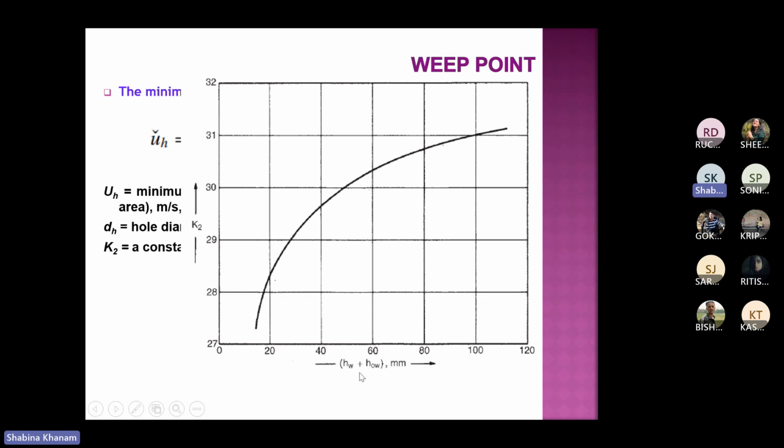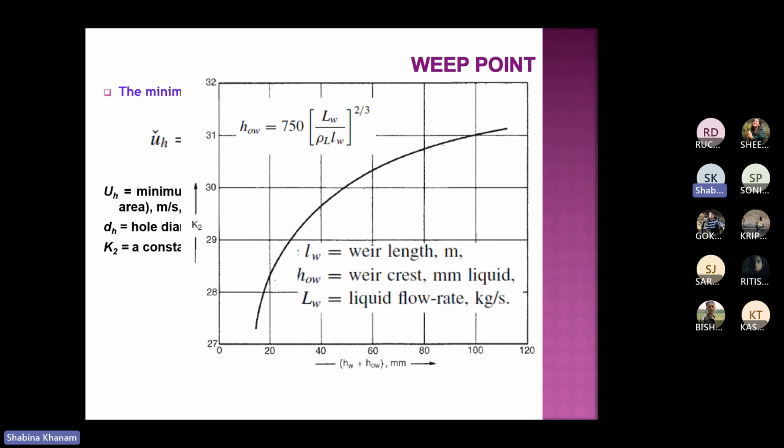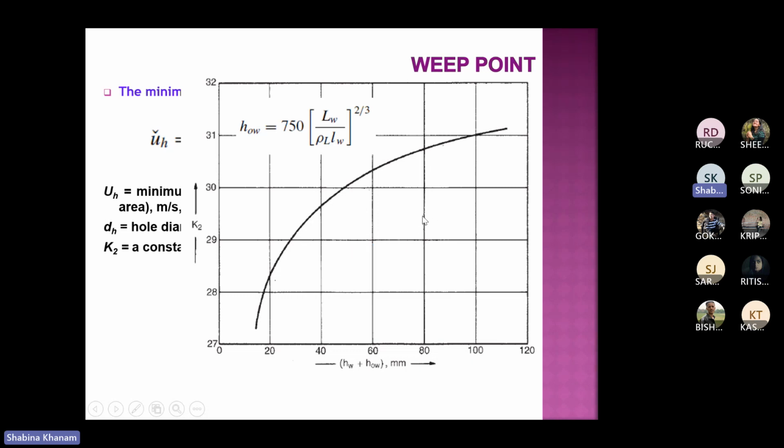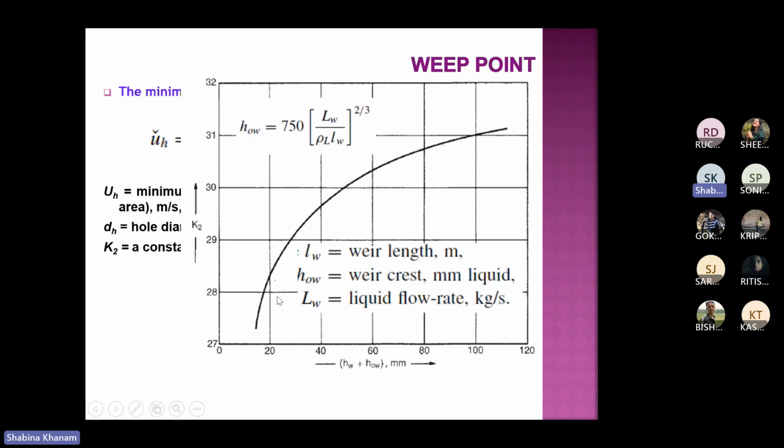Here I would like to show the HW, but I guess you can understand that. When we consider this lw, that is the chord of the plate. I hope you are getting it. Or we consider it as the weir length, that is the correct word, weir length. So lw is the weir length, and HOW is the weir crest, and capital LW is the liquid flow rate.